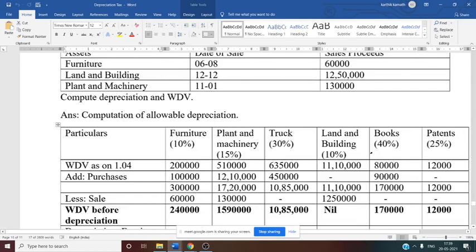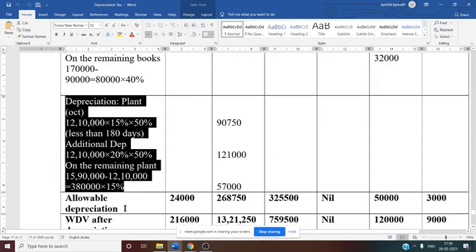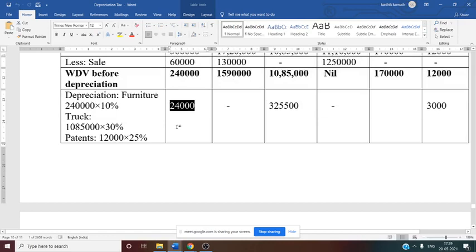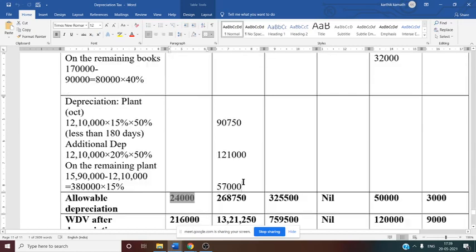Now next thing we want what? Allowable depreciation. Allowable depreciation we want, that is nothing but written down value before depreciation. After this answer we need to calculate. For furniture, what is the depreciation? 24,000. No other depreciation. So directly under furniture column, under allowable depreciation, you need to write 24,000. What about plant and machinery? Add these three things. 90,750 plus 1,21,000 plus 57,000. So you will get 2,68,750 as allowable depreciation for plant and machinery.